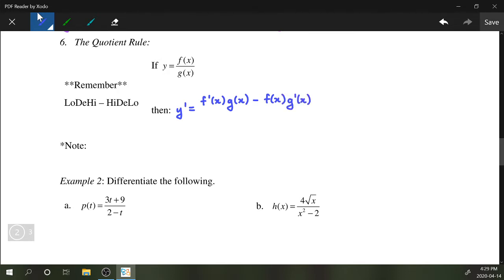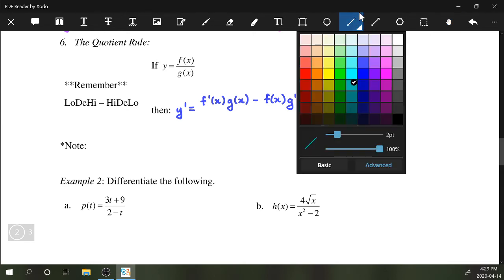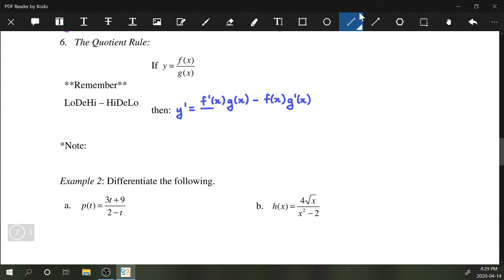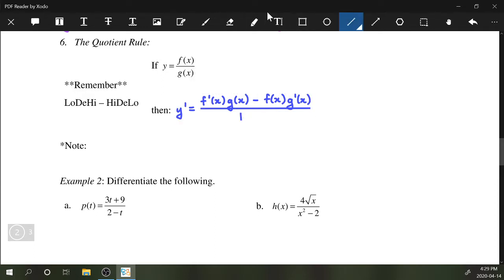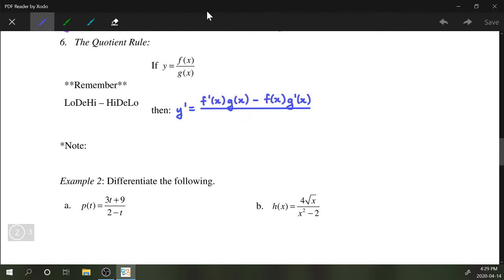And then you'll all be divided by g of x squared. Okay, like so.